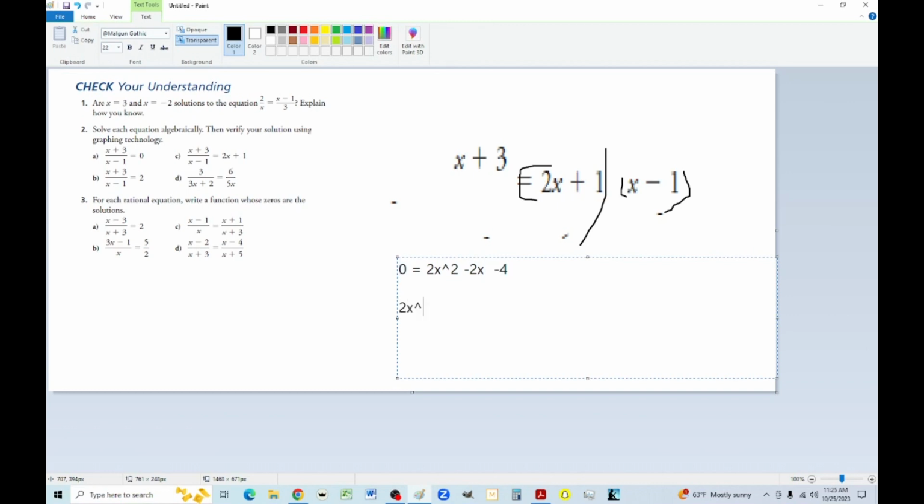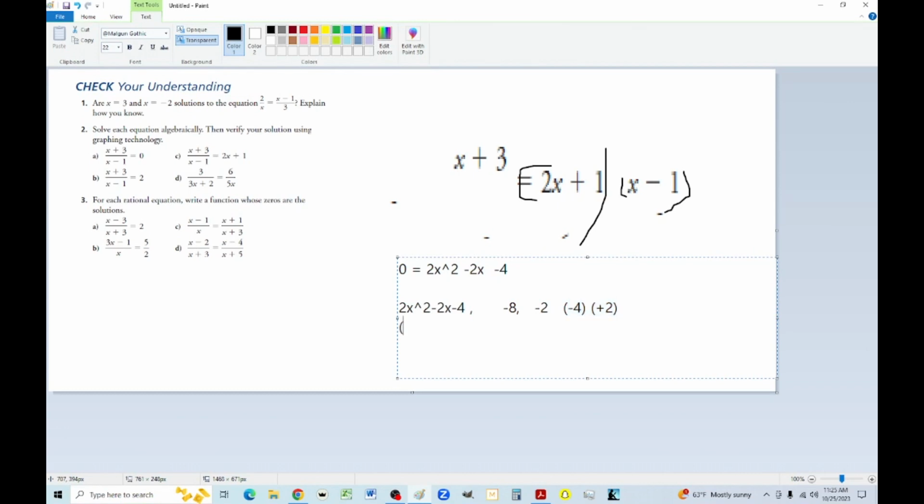So we're left with 2x squared minus 2x minus 4, which means we're looking for a number that multiplies out to minus 8 that adds up to minus 2. In this case, we're looking at minus 4 and plus 2. That multiplies out to minus 8 and adds up to minus 2.